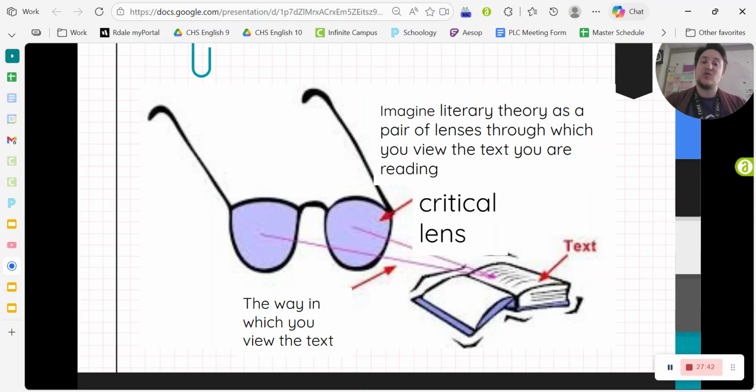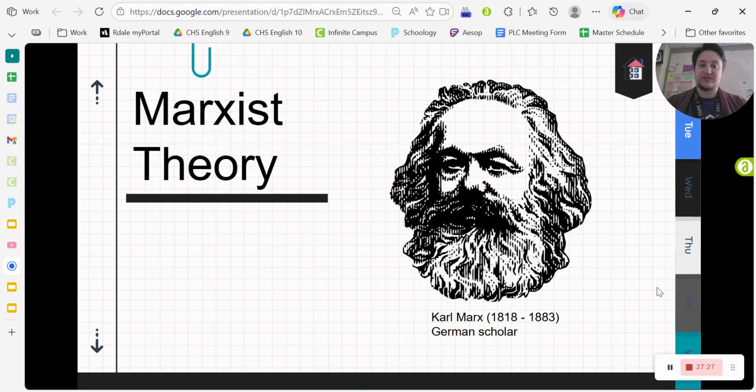So it's the same thing with our literary lenses. When we are looking at a text, we can look at the same exact text through different literary lenses, and even though it's the same story, we will see it a little bit differently.